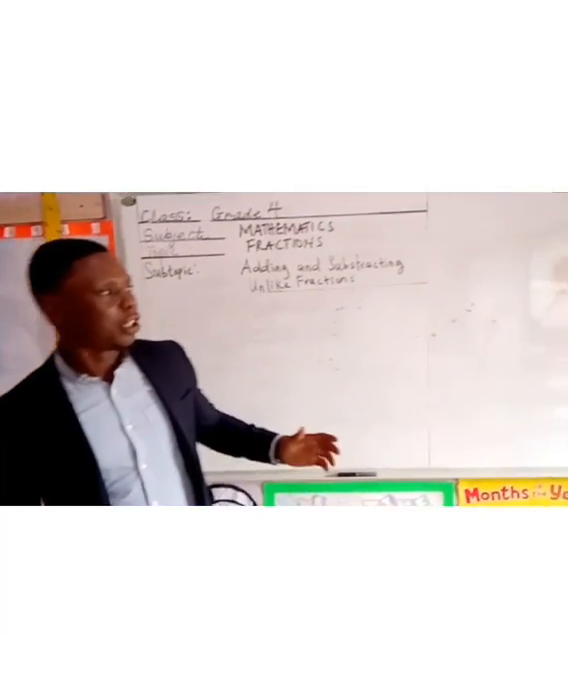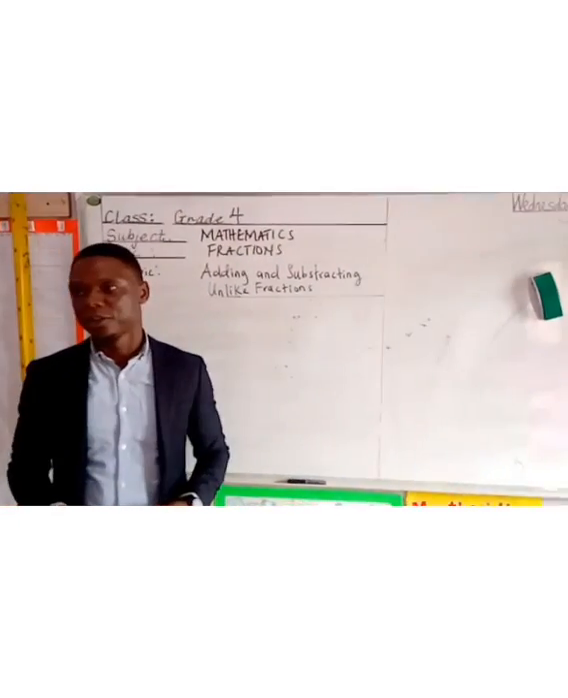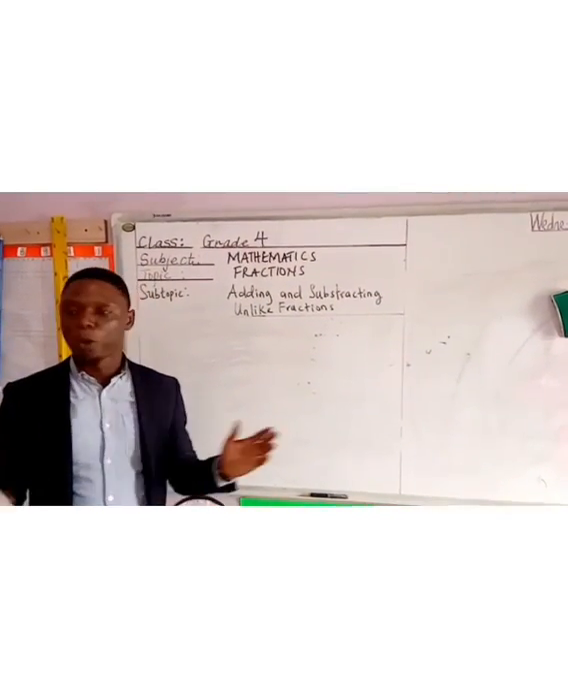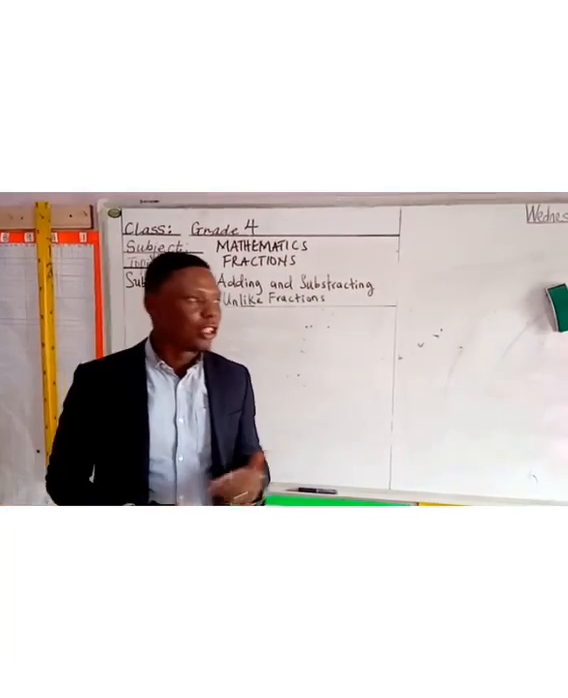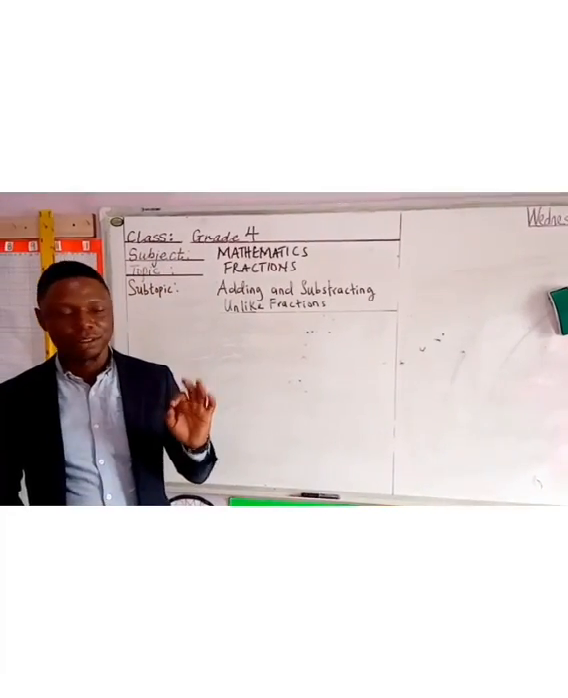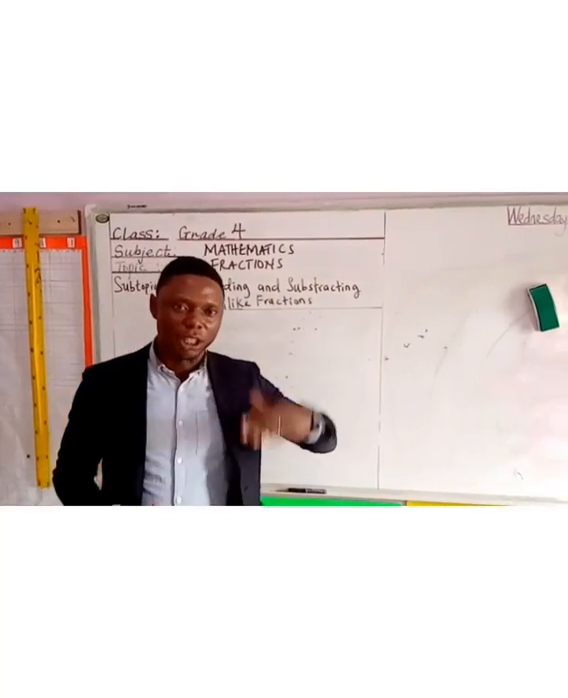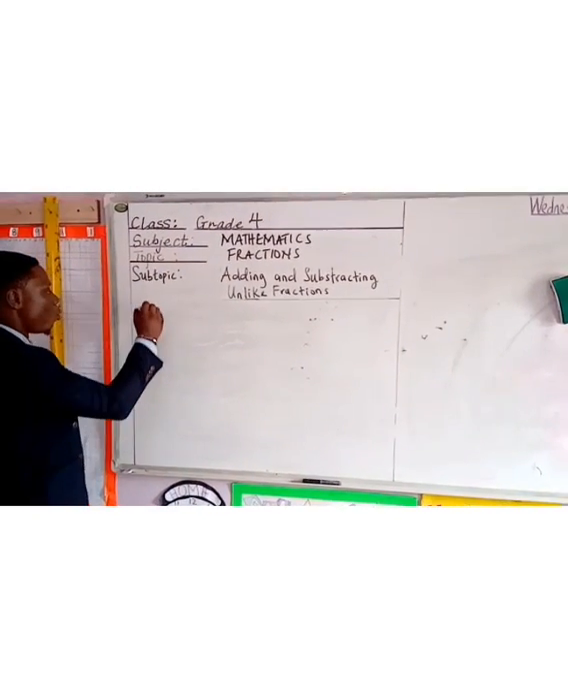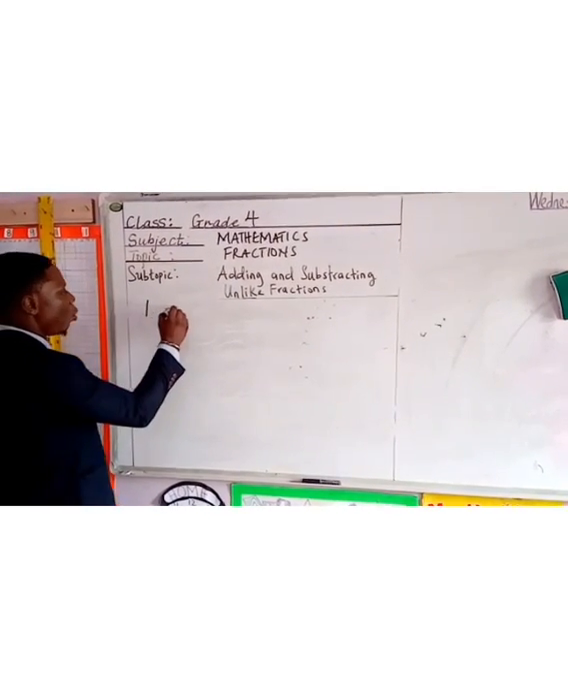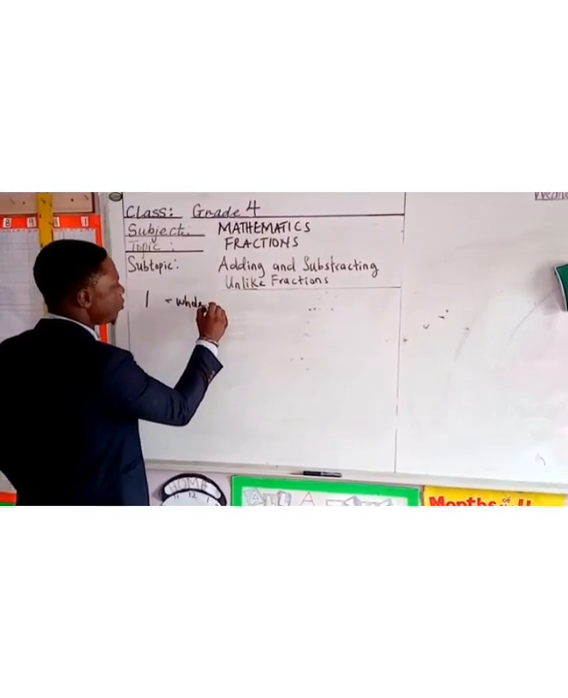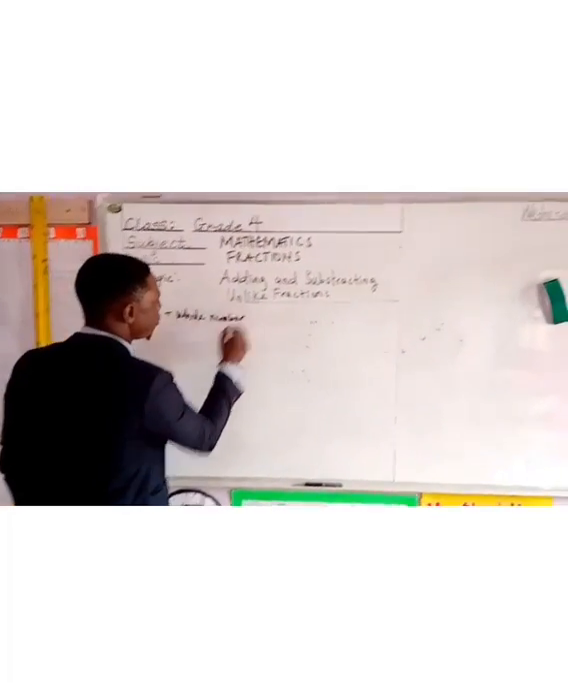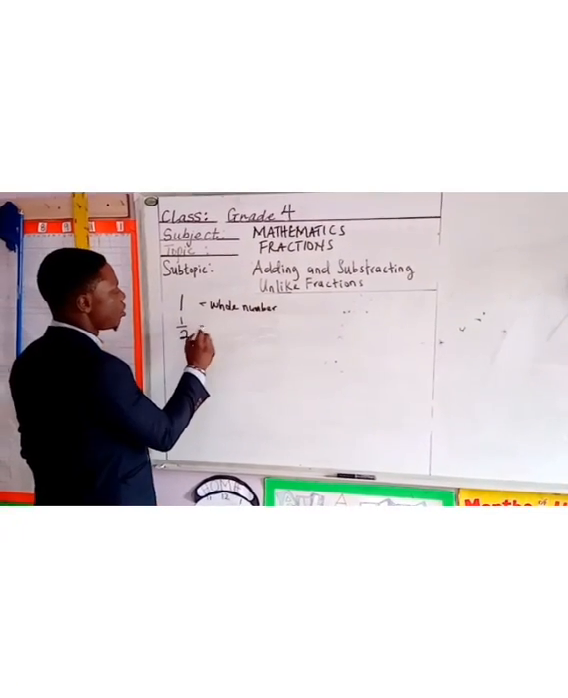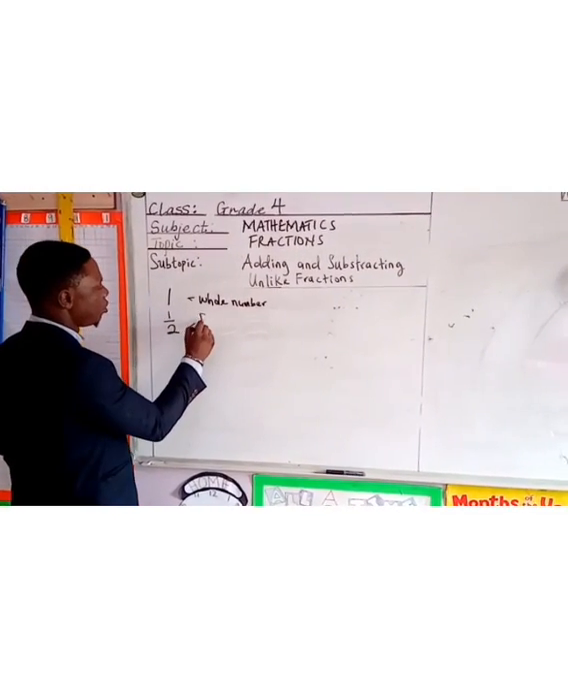Today we're learning fractions. The difference between a fraction and just a whole number is that a whole number can stand on its own, while fractions have a numerator and denominator. What do I mean by that? This is 1. This is a whole number. And this is 1 over 2. This is a fraction.